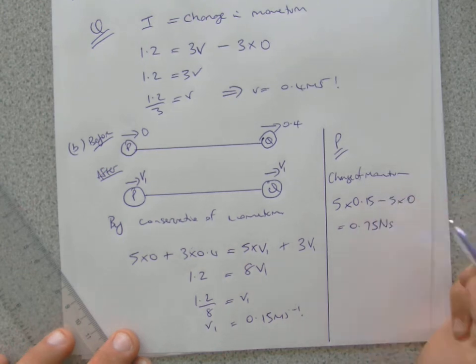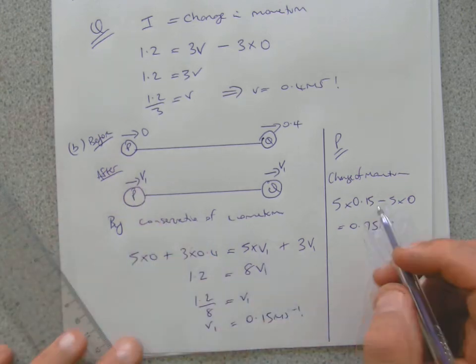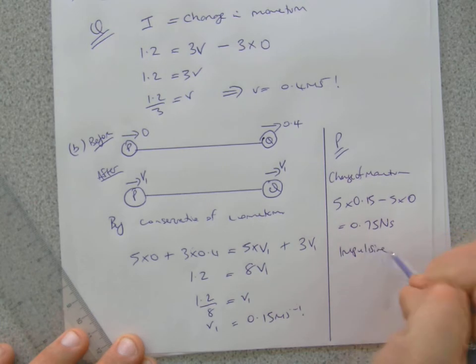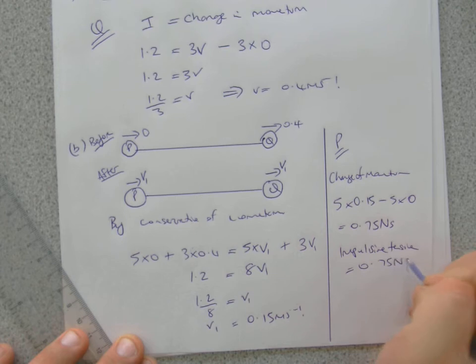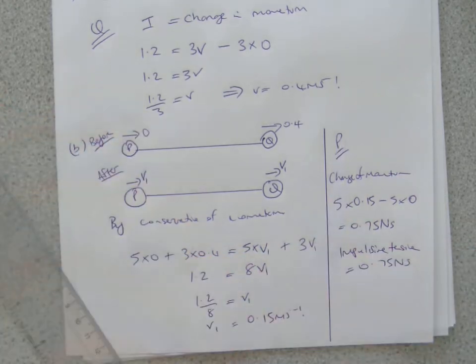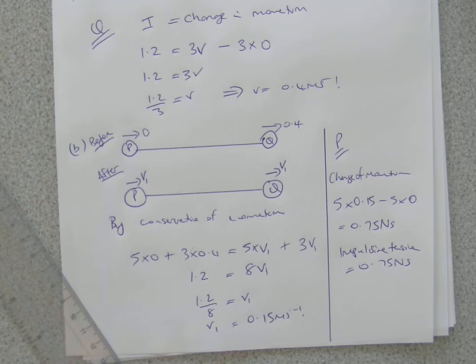So the units are going to be Newton seconds, but the change of momentum of P is then equal to the impulsive tension in the string. So we can say straight away that the impulsive tension in the string equals 0.75 Newton seconds, because the effect it has on P is what's going on in the string. That's the impulsive tension that's taking place in the string to have the change of momentum of P.